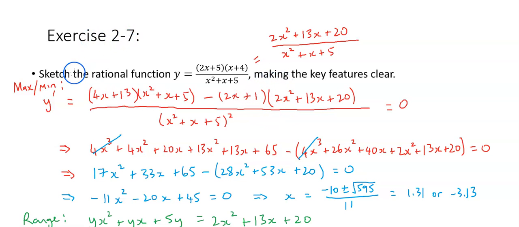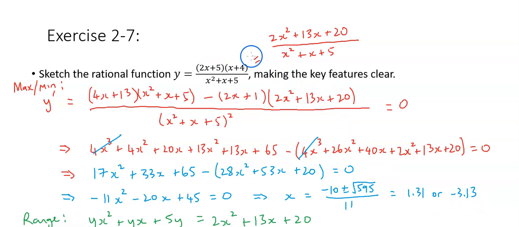So exercise 2.7 says, sketch the rational function y equals (2x + 5)(x + 4) divided by x squared + x + 5, and you can expand out the top part to get that, making the key features clear. First up, to find the maximum and minimum, you have to differentiate and set equal to 0, and it turns out that that happens when x is equal to 1.31 or negative 3.13.